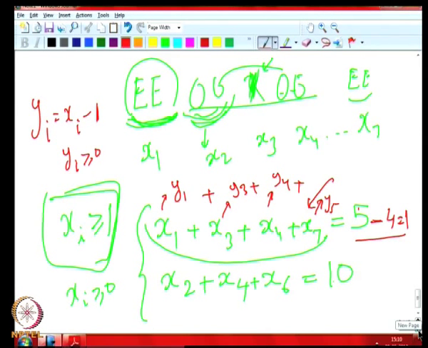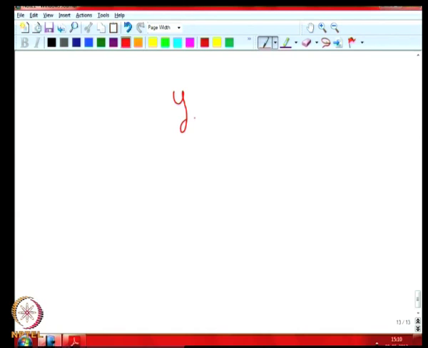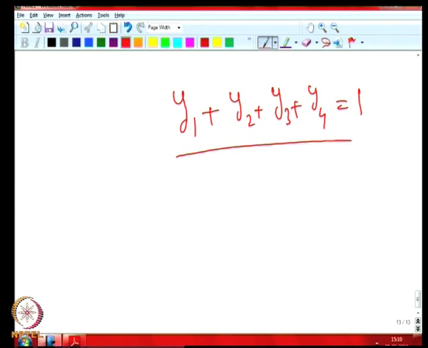So, our question is how many solutions are there for the equation y1 plus y2 plus y3 plus y4 is equal to 1, with the condition that yi is greater than or equal to 0. Any solution to this will correspond to a solution to the earlier problem if you just add 1 to each of the values. Whatever y1 gets we will add 1 more, whatever y2 gets we will add 1 more. So, that will give a solution to the x1 plus x2 plus x3 plus x4 equal to 5 problem, because we are adding 1 to each of them, so this answer also will be 1 plus 4.